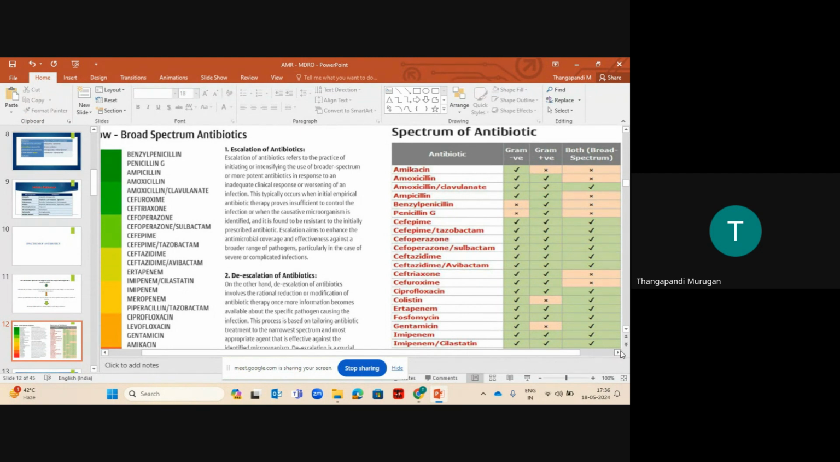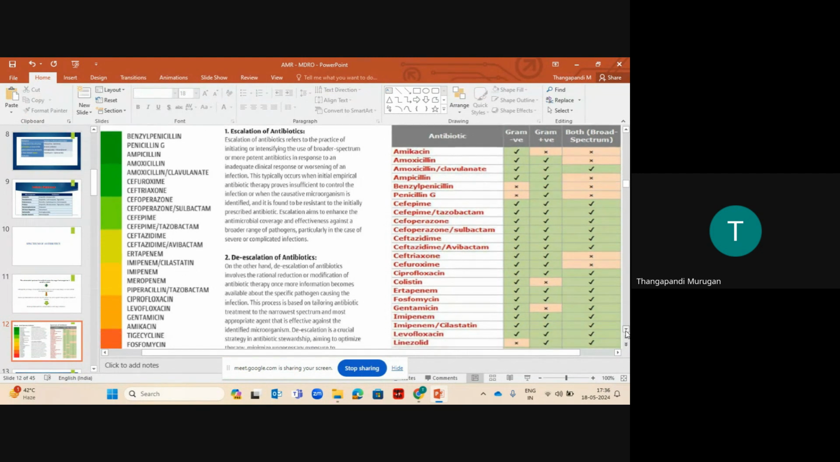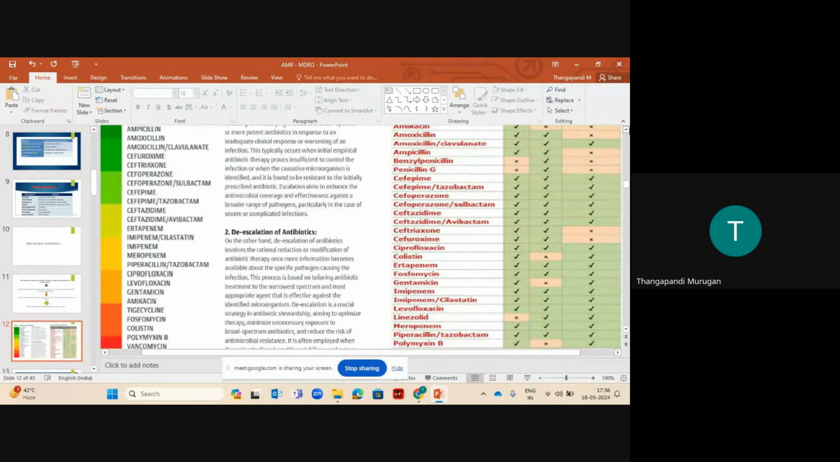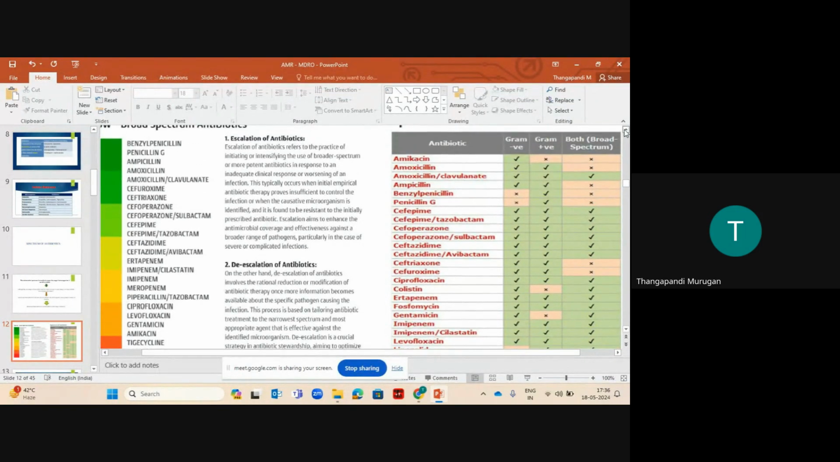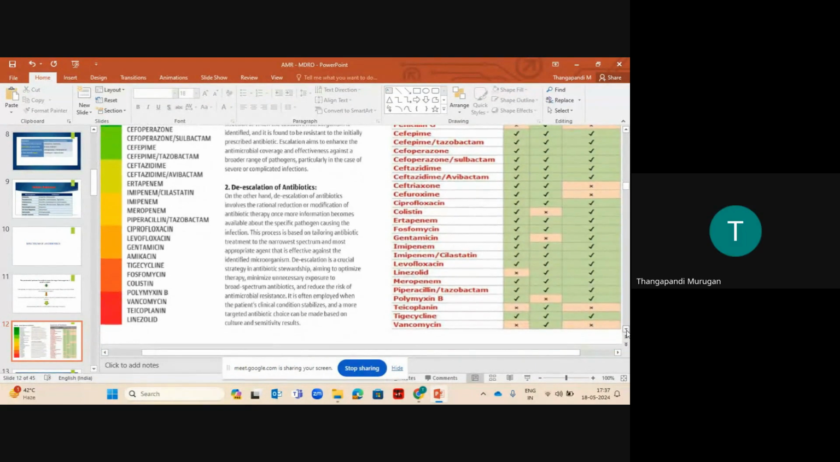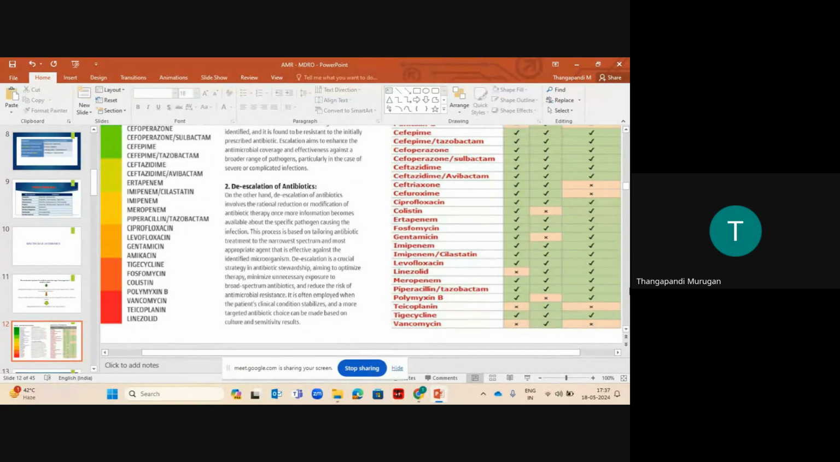If you see that, you will have a clear-cut idea of which drugs have no gram-negative coverage. Benzyl penicillin or penicillin, vancomycin, linezolid, and teicoplanin do not have any gram-negative coverage at all.